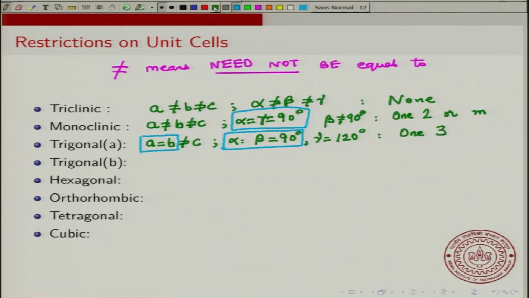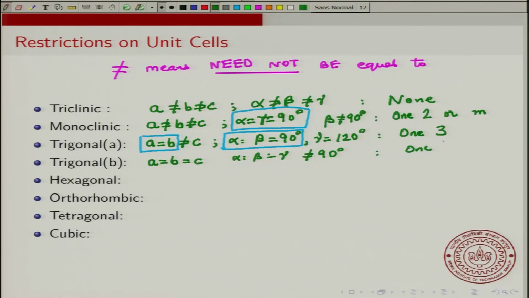Now the trigonal B, in terms of unit cells, is slightly different. This is the R-centered trigonal system. Here you have A equal to B equal to C, and alpha, beta, gamma are equal to each other, and they need not be 90 degrees.